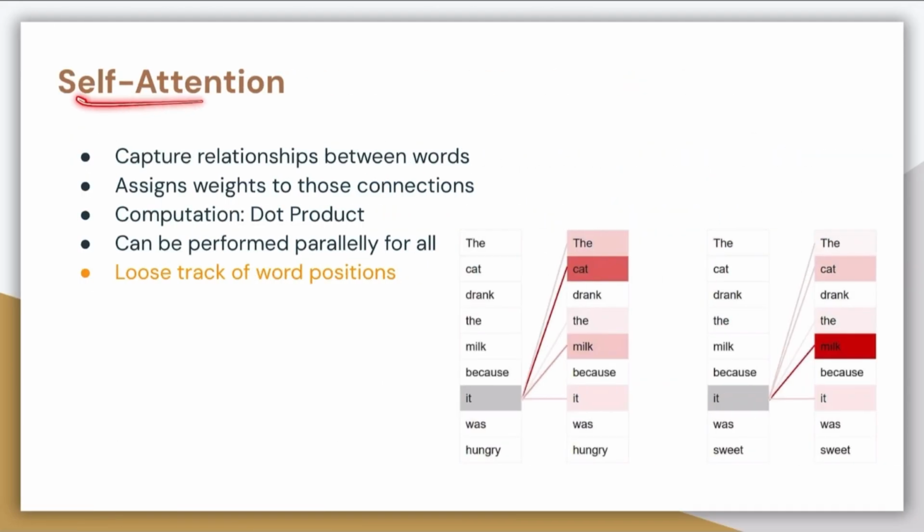Now let us look at self-attention. For self-attention, what is the input going in? The input is from the embedding layer, right? So that means embeddings are going in as the input.